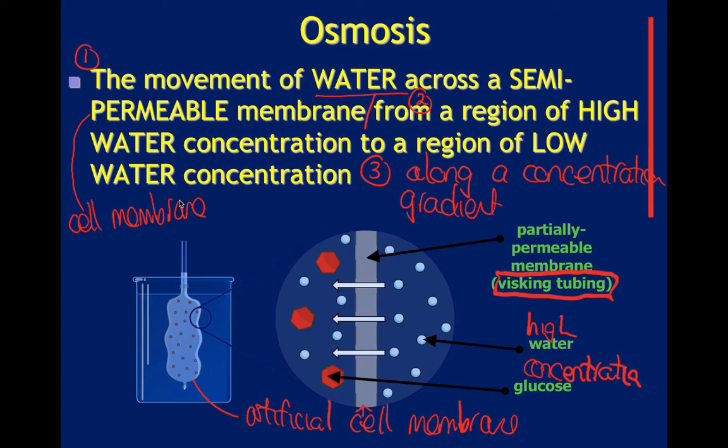So this is our glucose on this side, so straight away this gets the label more concentrated, because there's more sugar on this left hand side than there is on the right hand side. And if it's more concentrated, then straight away you can confidently say that there is less water on this side of your semi-permeable membrane.